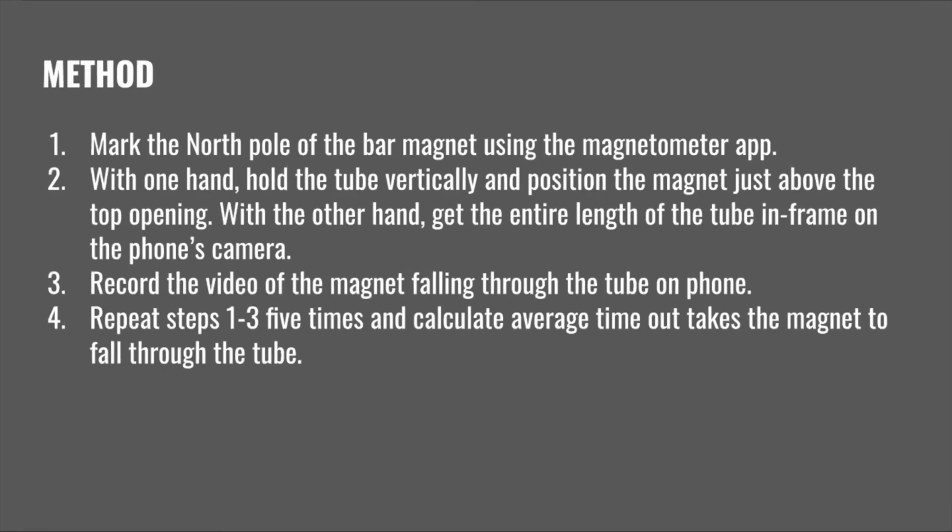So moving on to the method, we essentially mark the North Pole using the magnetometer app, and then we drop it vertically on a tube. Then we record this, and we repeat this recording 5 times in order to take an average.